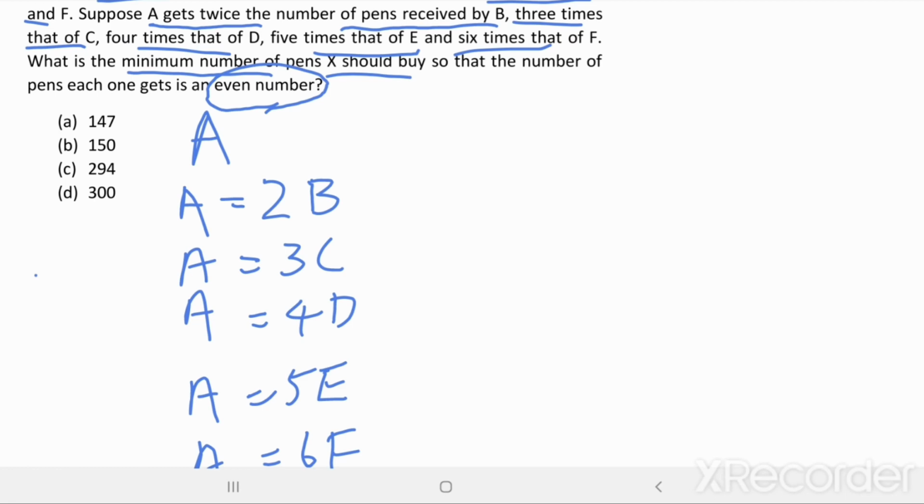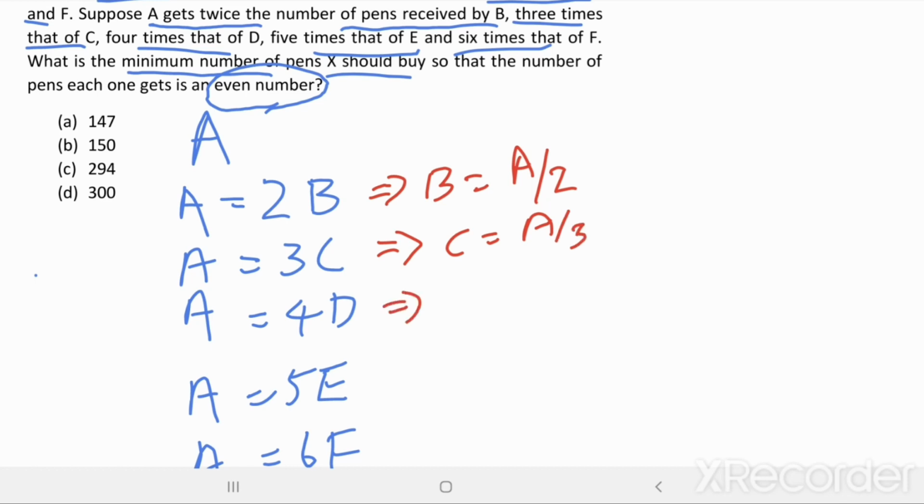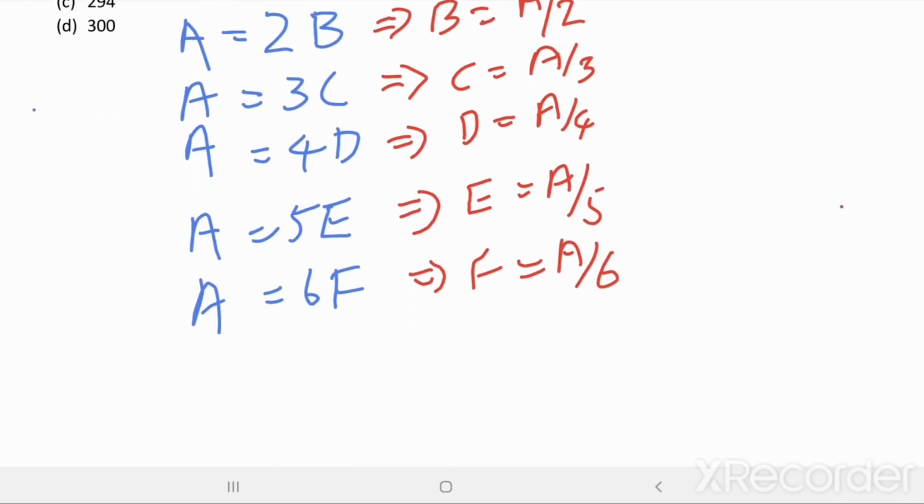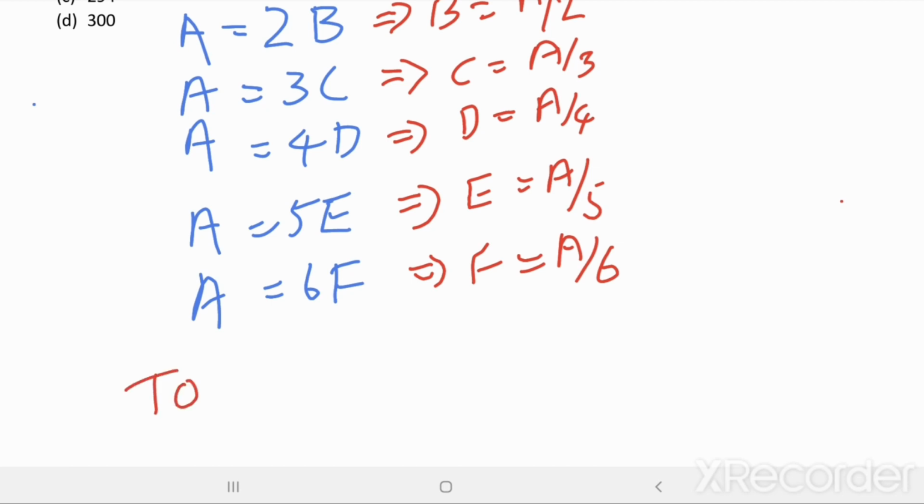From A equals 2B, we can say B equals A by 2. Similarly, from here C equals A by 3, D equals A by 4, E equals A by 5, and F equals A by 6. Then the total number of pens.